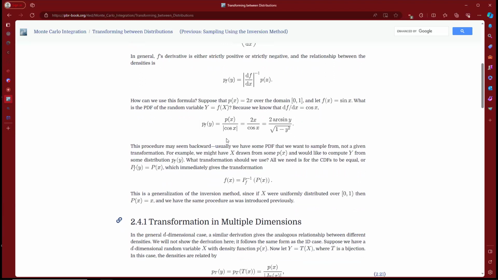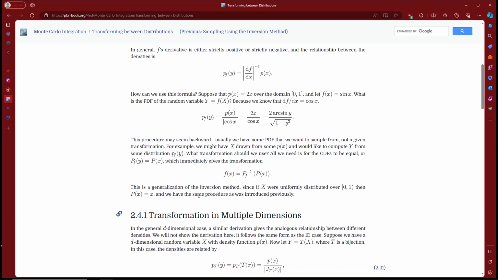This procedure may seem backward. Usually we have some PDF that we want to sample from, not a given transformation. For example, we might have x drawn from some p of x and would like to compute y from some distribution p_f of y. What transformation should we use? All we need is for the CDFs to be equal, or P_f of y equals P of x, which immediately gives the transform f of x is the inverse of P_f applied to P of x.